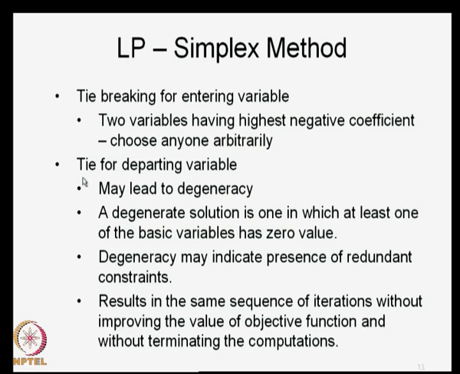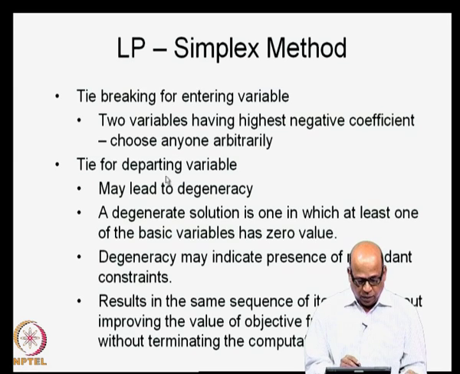So, for the entering variable, if there is a tie, do not worry, simply take one of the variables arbitrarily; the other variable also subsequently enters the basis, if that is in fact leading to the optimal solution. For the exiting or departing variable, if there is a tie, that leads to degeneracy. I will explain what it means here. So, when there is a tie for the departing variable, it may lead to what is called degeneracy.